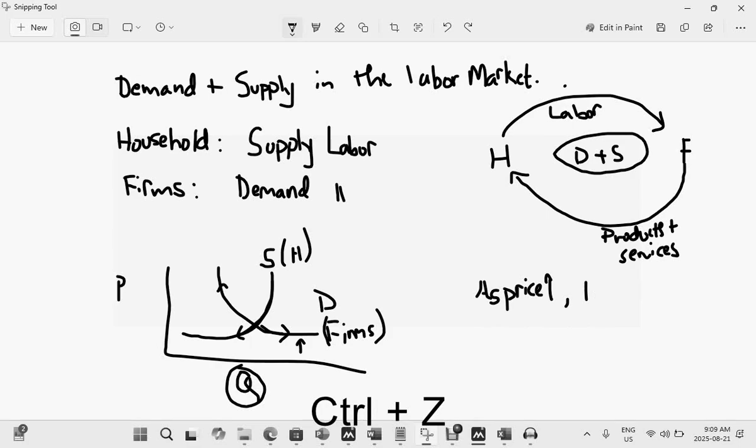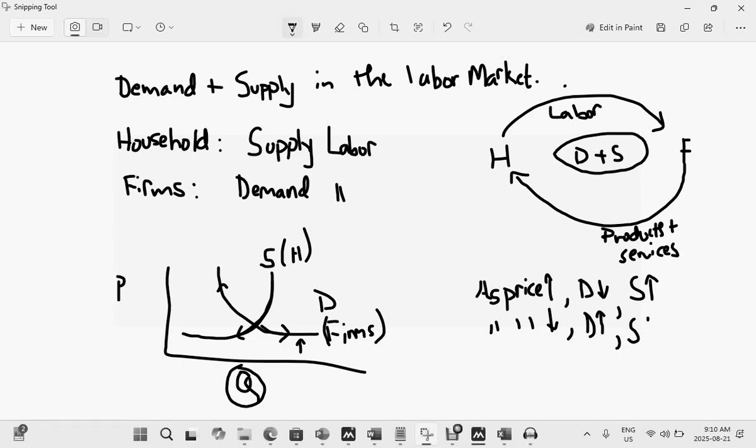So again, as price goes up, demand for labor will go down, and supply for labor will go up. So supply is directly proportional to price, and as price goes down, your demand for labor will go up, demand from the firms, and supply of labor from the household will go down because not many workers are willing to work at lower wages.